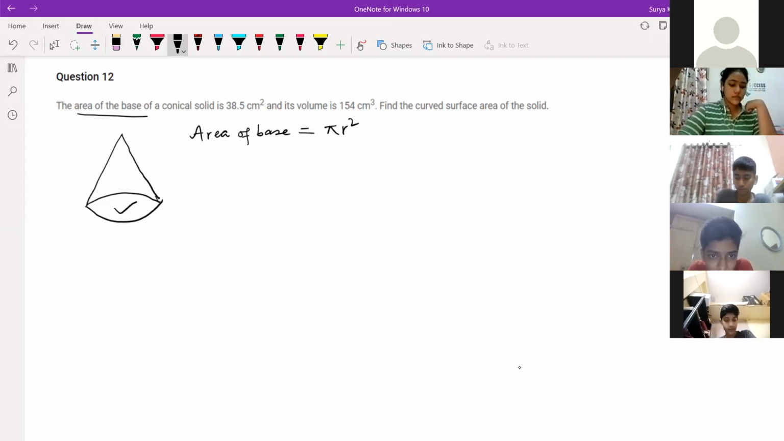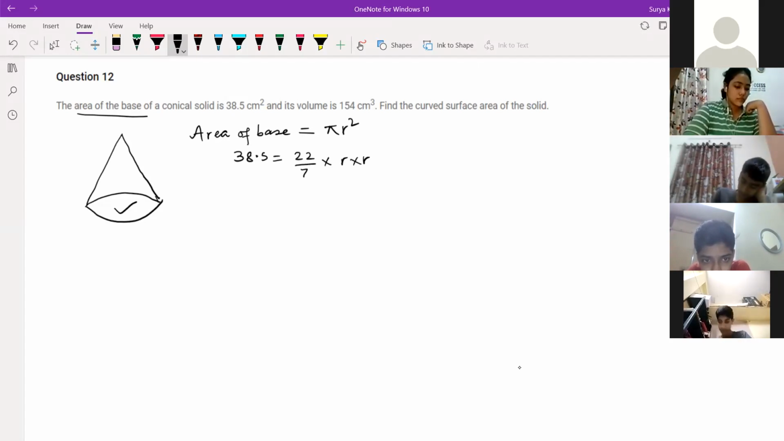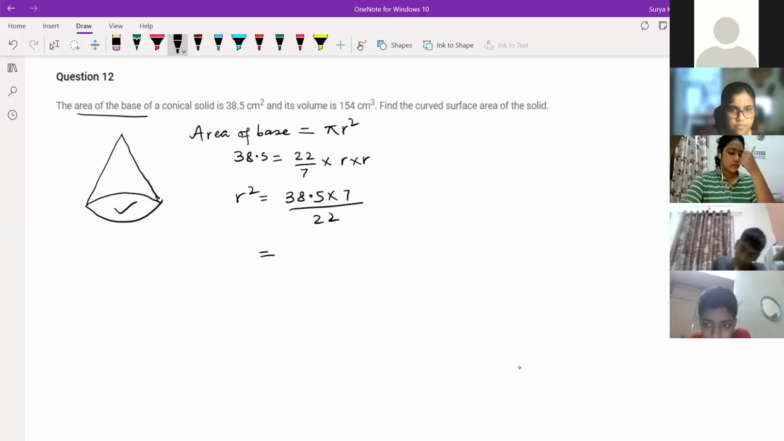Okay, Akshat? Yeah, sir. So area of base is given 38.5 is equal to pi r square, means 22 by 7 into r into r. So r square, if you want to write, what will you write? 38.5 into 7 divided by 22. Is it clear to everyone, children? Yes, sir. So r square, you just cancel here. 8, 5, 11.